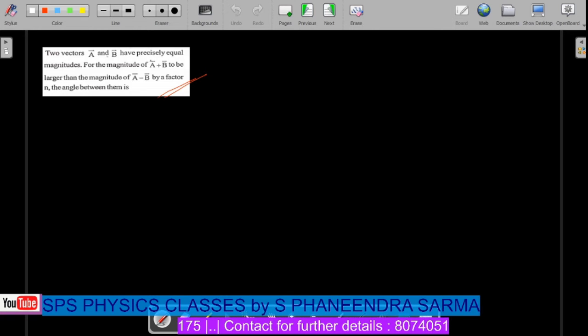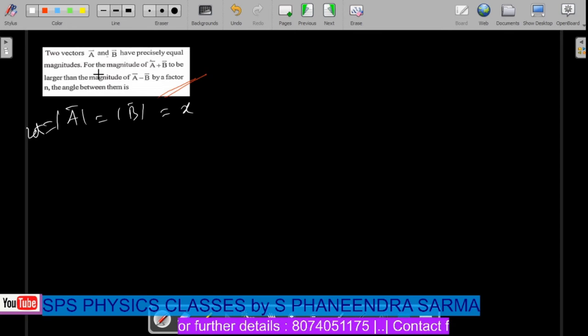Next one is, two vectors a bar and b bar have precisely equal magnitudes. That means modulus of a bar is equal to modulus of b bar, which is equal to some x. They have precisely equal magnitudes, a condition given. The magnitude of a bar plus b bar is to be larger than the magnitude of a bar minus b bar by a factor of n, then we have to find out the angle between them. How to find out the angle between them here? Let us see a simple and interesting question.